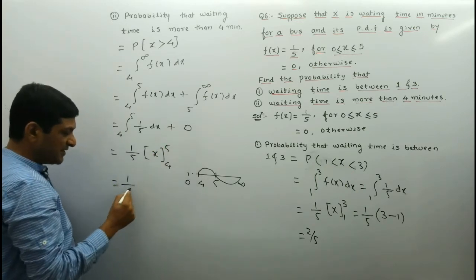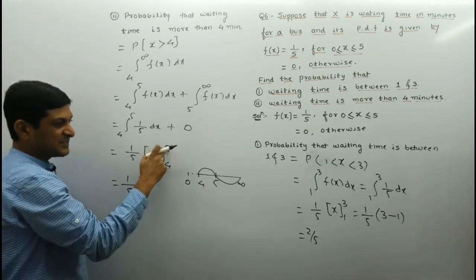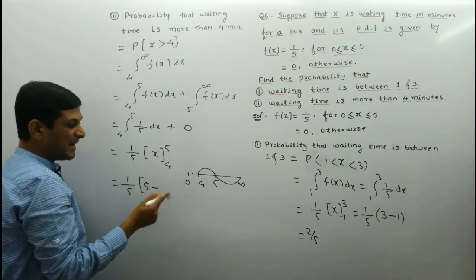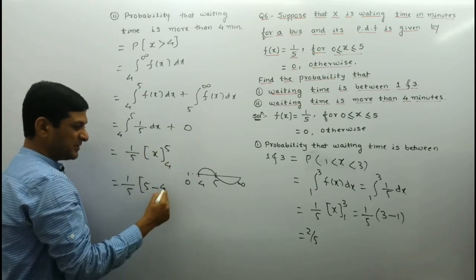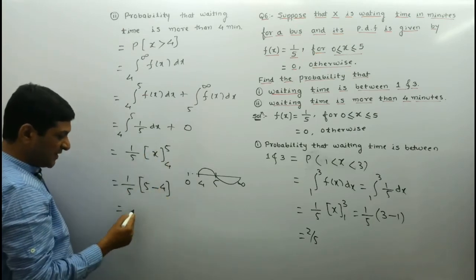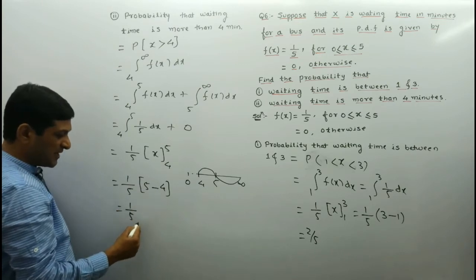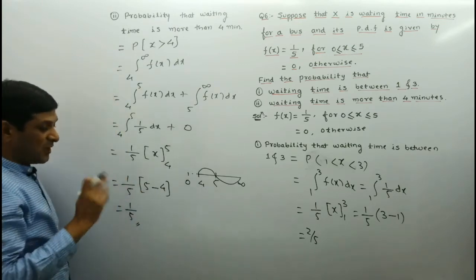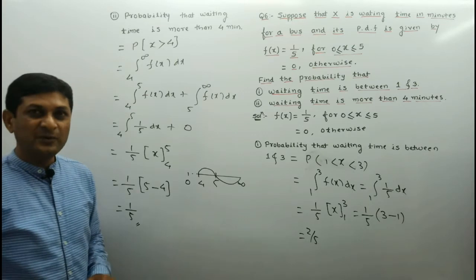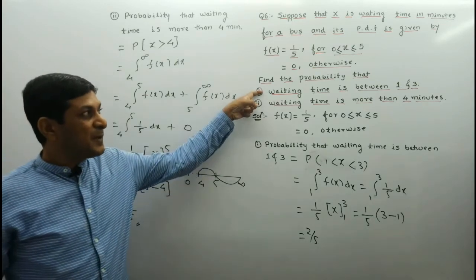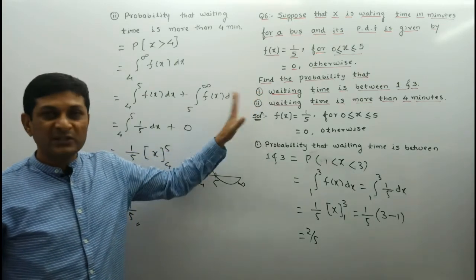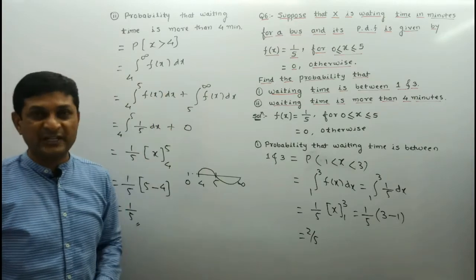So 1 by 5 is a constant, then remaining term is 1. Integration of 1 is what? X. Here keep limits as it is, 4 to 5. So 1 by 5 keep it as it is. First I am replacing x by upper limit, means by 5, minus, then replace x by lower limit, means by 4. 5 minus 4 is 1. 1 into 1 by 5 will be equal to 1 by 5. In this way we have got our second required value, means we have got the probability of both the examples from question number 6.